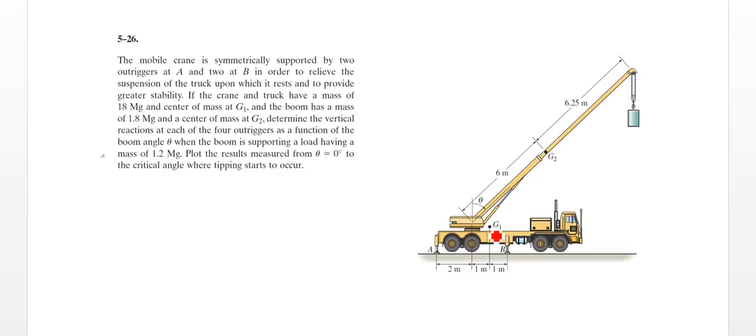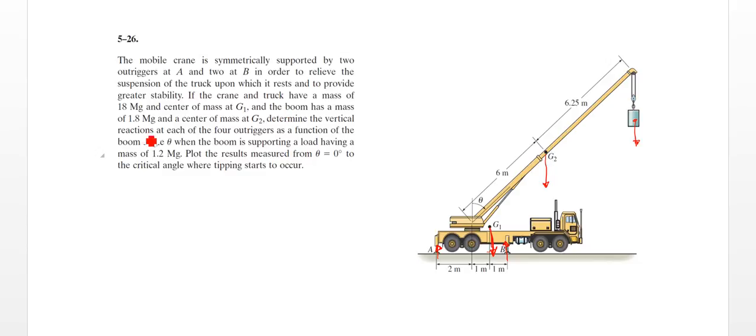We have a couple of masses. So G1 is going to be pulling down there, G2 is here kind of in the middle of the boom pulling down, and then last we have our load here that's pulling straight down as well. Those are countered by reaction forces at A and B. There's actually another set of these outriggers on the back side of this crane truck as well. So we have a number of things here.